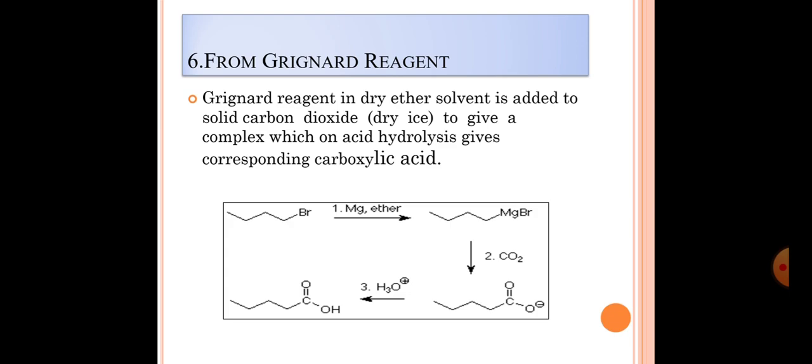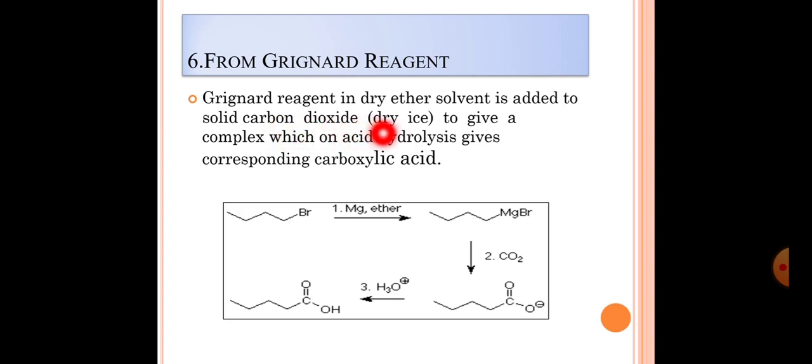Sixth one, from Grignard reagent. We are going to prepare now carboxylic acid from Grignard reagent. Once we have studied this reaction in the earlier chapter, Grignard reaction, we have to see now how to prepare carboxylic acid from that reagent. Grignard reagent in dry ether as a solvent is added to solid carbon dioxide, that is dry ice.